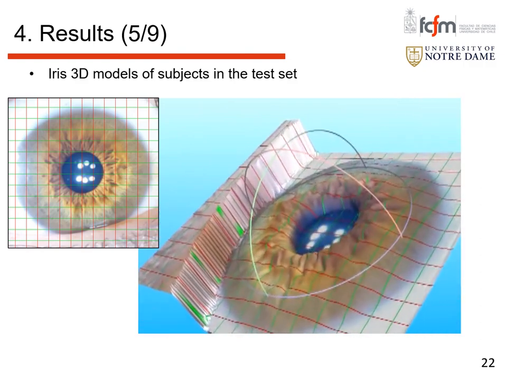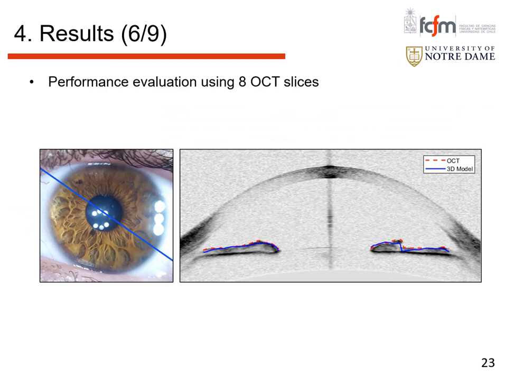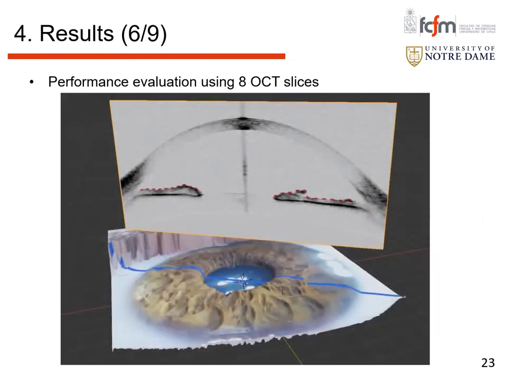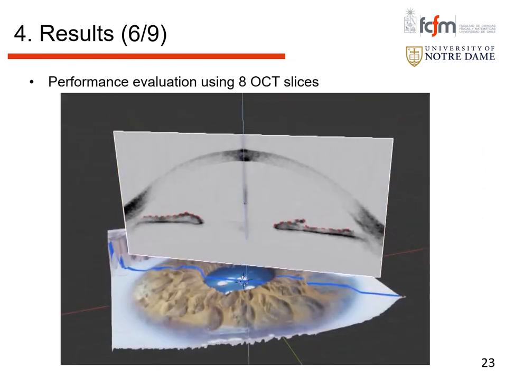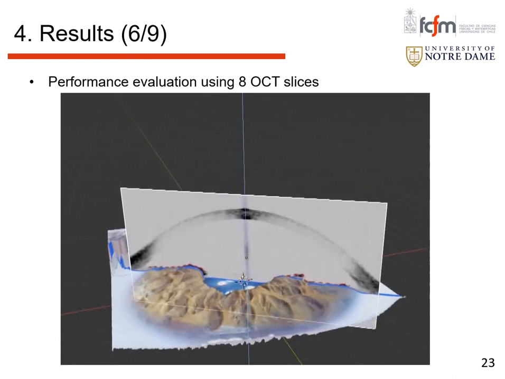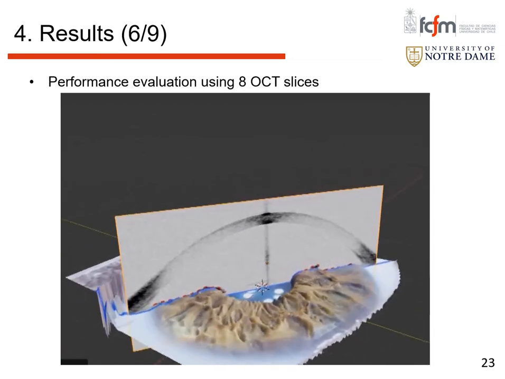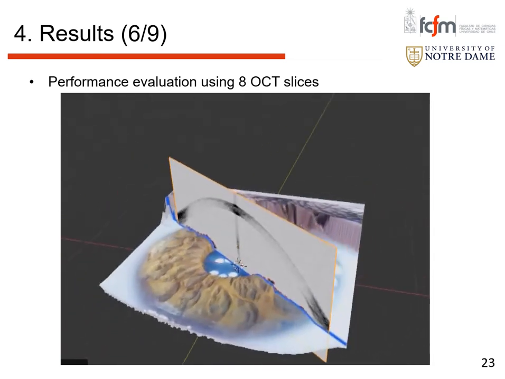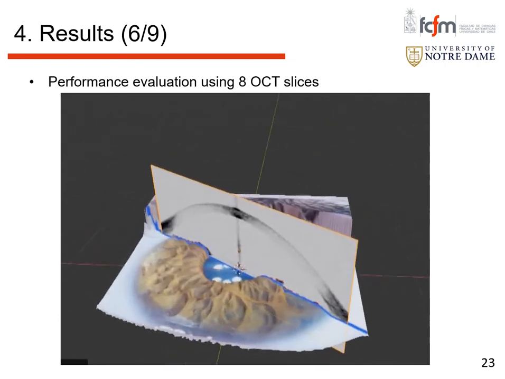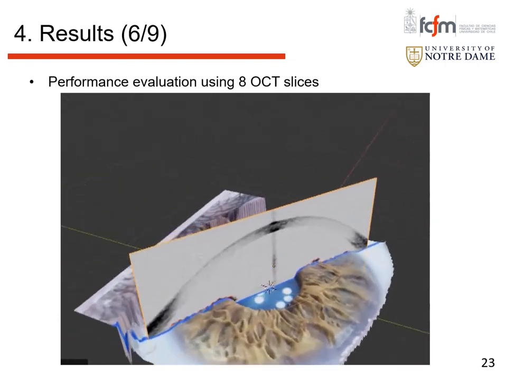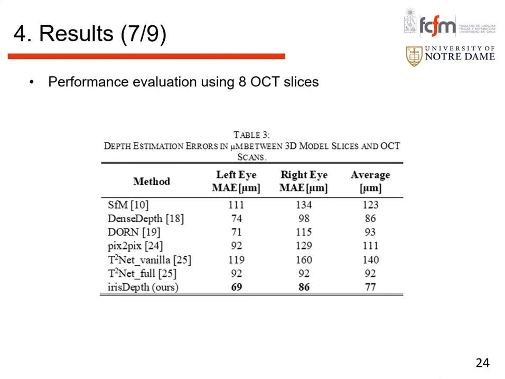For the next test, we obtained 8 OCT slices of a subject as ground truth, 4 per eye, and we compared them with corresponding slices of the 3D models produced by the trained networks. The depth profile in the 3D model matches closely the iris contour in the OCT. This indicates that the trained networks were successfully able to predict the depth of the human iris based on a single visible light image. This table summarizes the result of the comparisons.